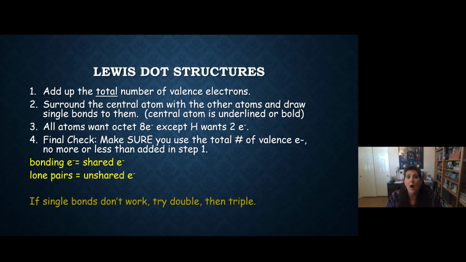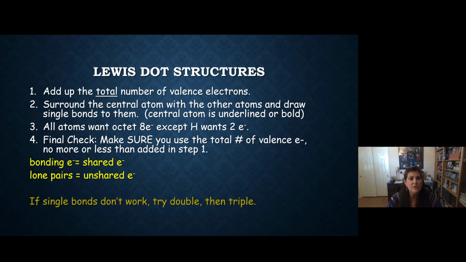Number 3, we want all the atoms to be happy. Atoms want to have 8 electrons around them, except hydrogen, which wants to be like helium, which only has 2. So all of our nonmetal atoms are going to have 8 electrons around them in the Lewis dot structure, except for hydrogen, which needs 2. So do that. Make everybody happy. Number 4, make sure the number of dots, which represent electrons, in your Lewis dot structure is the same as what you added up in step 1.